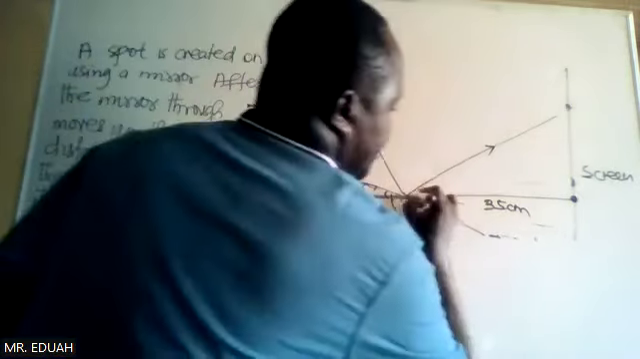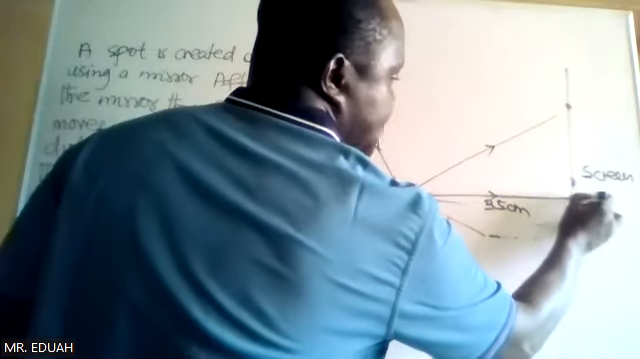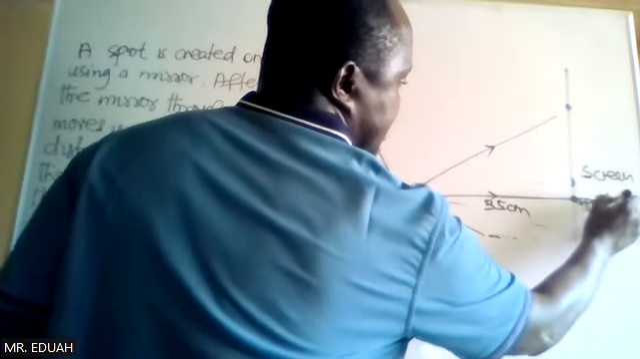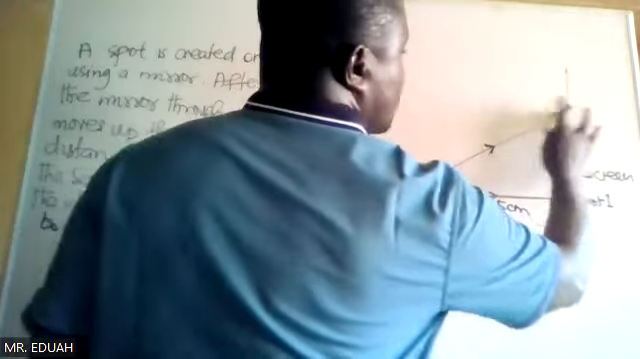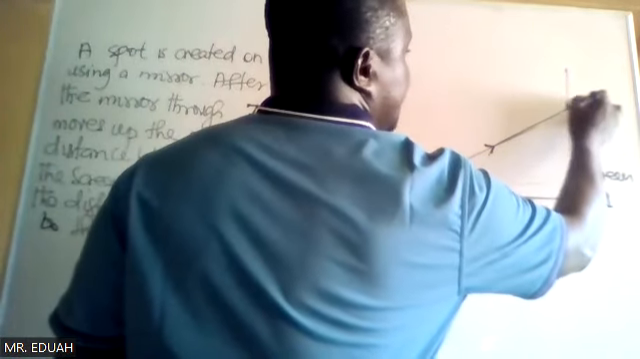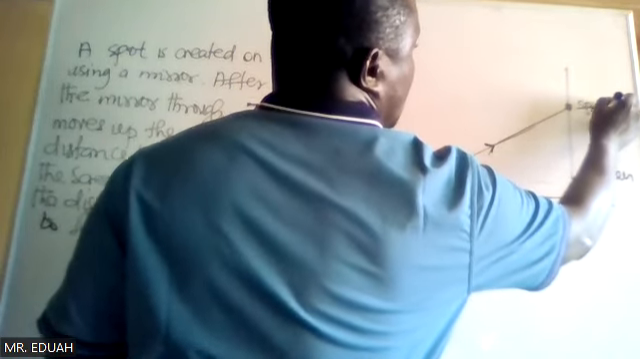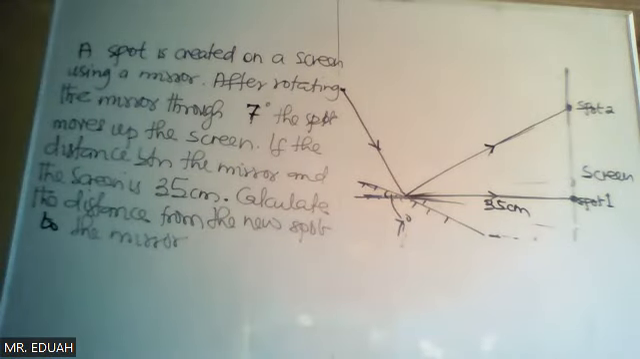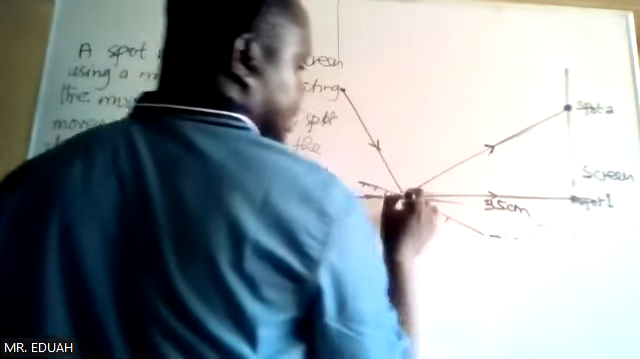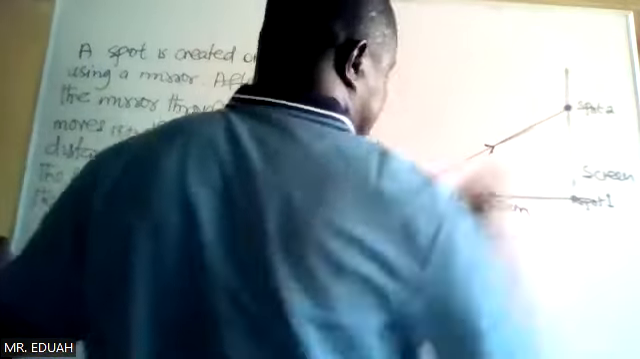So this ray becomes the first reflected ray, which forms the spot, spot one. Then this ray also becomes the second reflected ray, which forms the spot two on the screen. This is the screen. Now the question is to calculate the distance from the new spot to the mirror. This is the new spot, there's the first one, and there's the mirror. So we are calculating this distance.